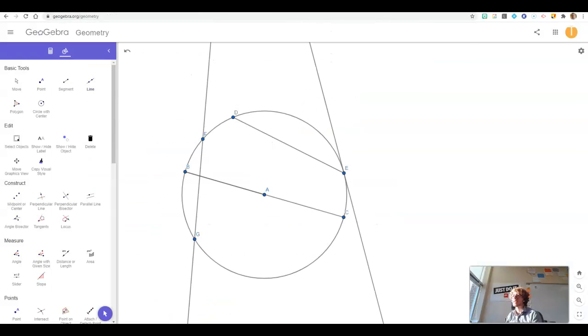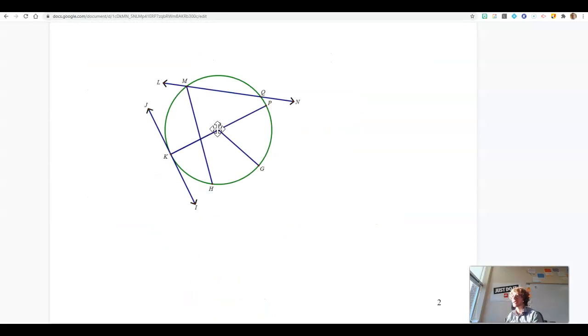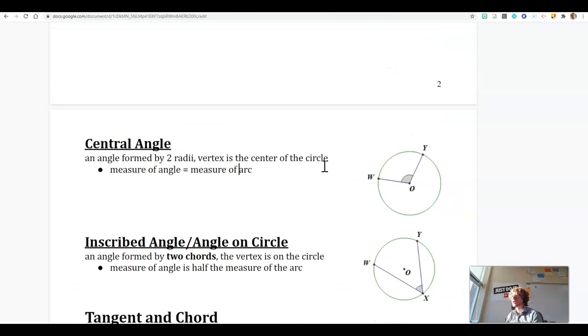Okay, so now let's get into angles. And I'm going to go back to the document for this one. So, a central angle is an angle formed by two radii, which is radius plural. The vertex of that angle is at the center of the circle. It does have an arc, so from W to Y would be an arc just like this. That is an arc. And here is our central angle. You can tell it's a central angle because it's centered at the center.